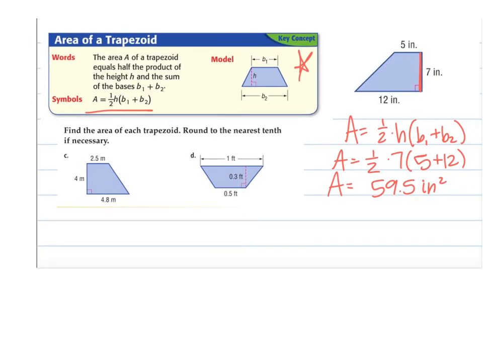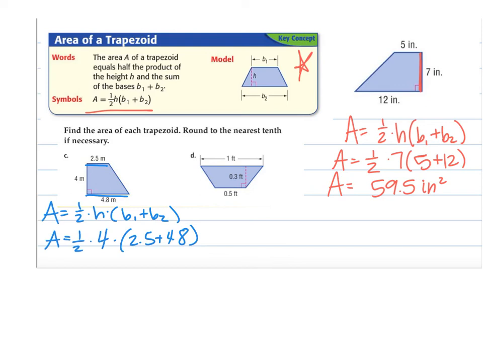Moving on to picture C here. Area equals 1/2 times height times base 1 plus base 2. Okay, the bases are the two sides that are parallel to each other. In this case, this side and this side are parallel. And the height is how far those numbers are from each other. So they are 4 meters apart, so that's our height. And then our bases, 2.5 plus 4.8. Now we can solve what that equals. And area equals 14.6 meters squared.